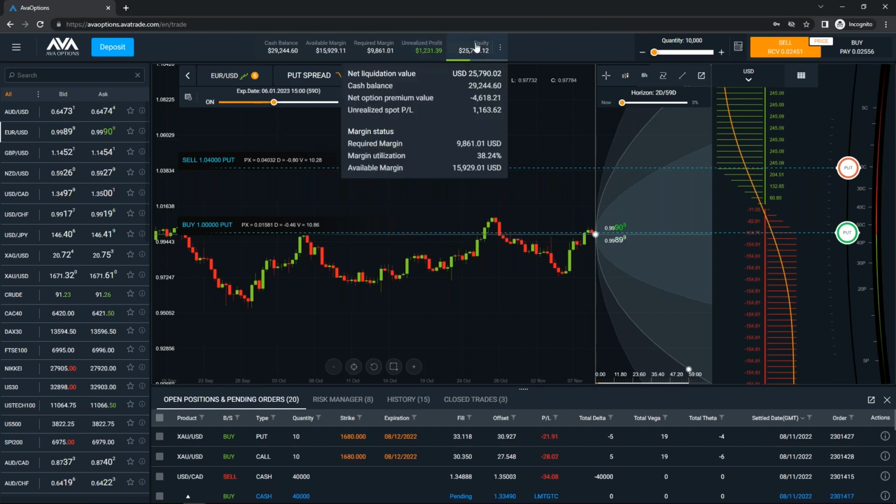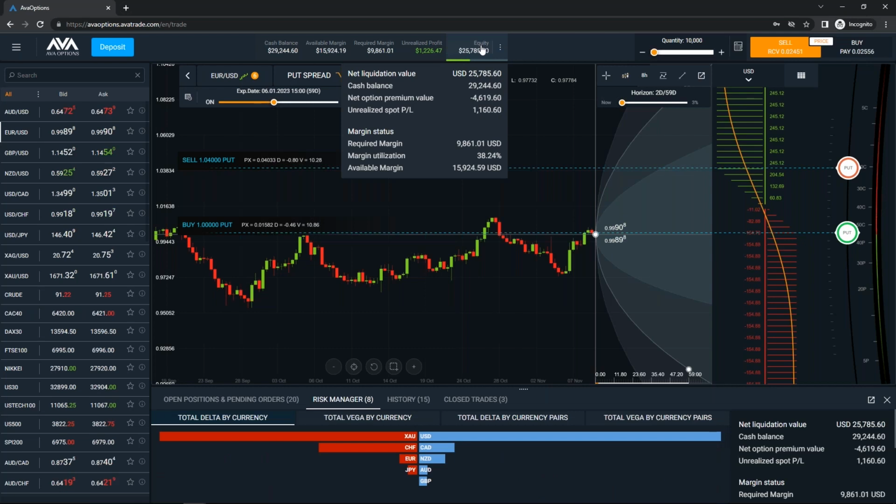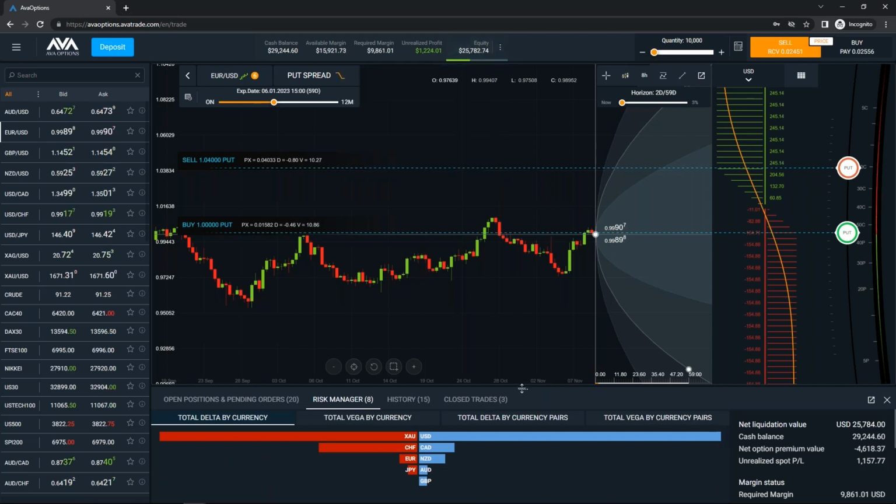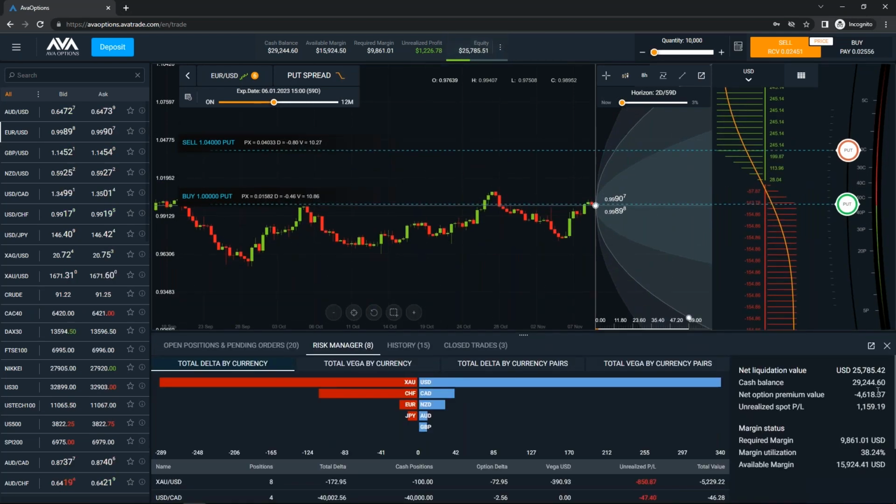Up at the top, I didn't show you, we have the equity section. I can just click it and it's down here on the bottom right. This is what your account looks like. My net liquidation value is $25,000. I have $29,000 of cash. To close all of my options would cost me $4,600. And I have unrealized spot P&L of $1,100, $1,200. So my net liquidation value, if I close all my positions, is $25,800.